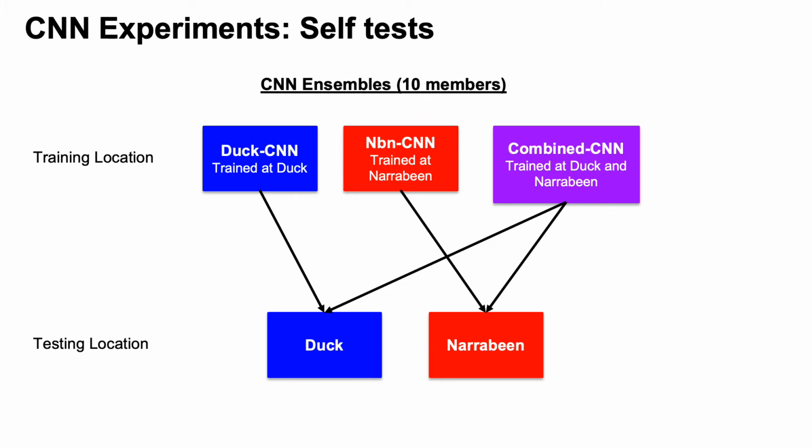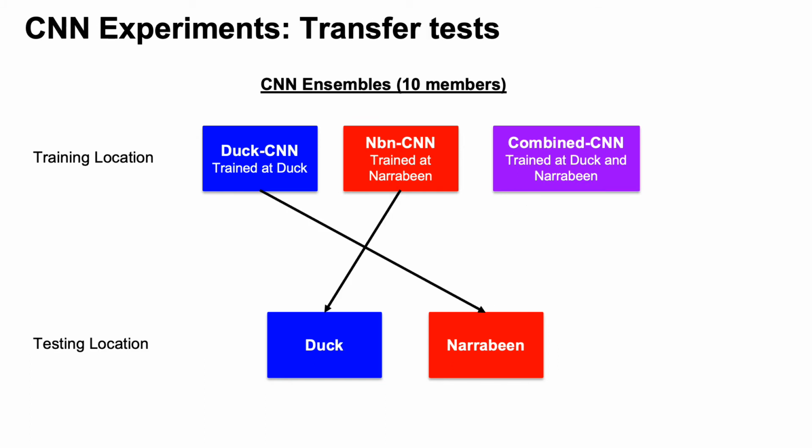I should also note that I used CNN ensembles because there's stochasticity in the training and the random initial seeding of the CNNs. So all of the results you'll see today have a confidence interval associated with them. Now for the transfer tests, we're looking to see how well the CNN can use the information that it learned from one location to make predictions at the second location. So the Duck CNN trained at Duck was tested at Narrabeen, and the Narrabeen CNN trained at Narrabeen was tested at Duck.